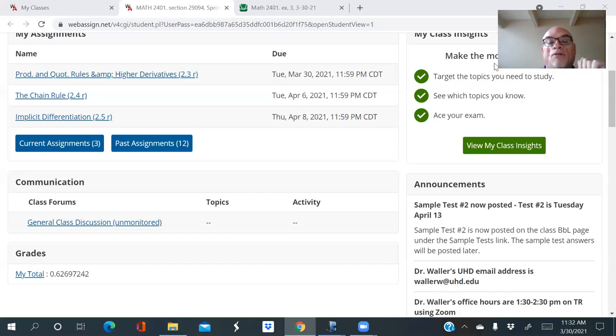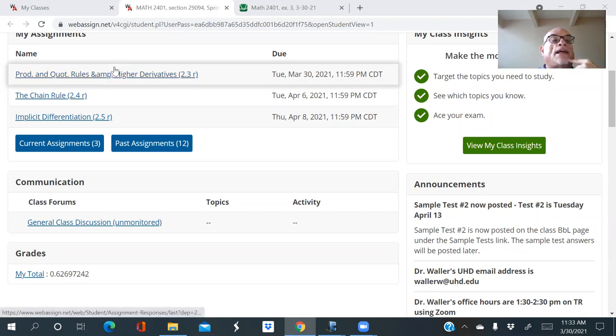Let's talk about where we are in the homework. That's posted here, so that's pretty clear. We have a homework that's due tonight. It was originally due last Saturday, but I moved that back to tonight. It's due at midnight tonight.